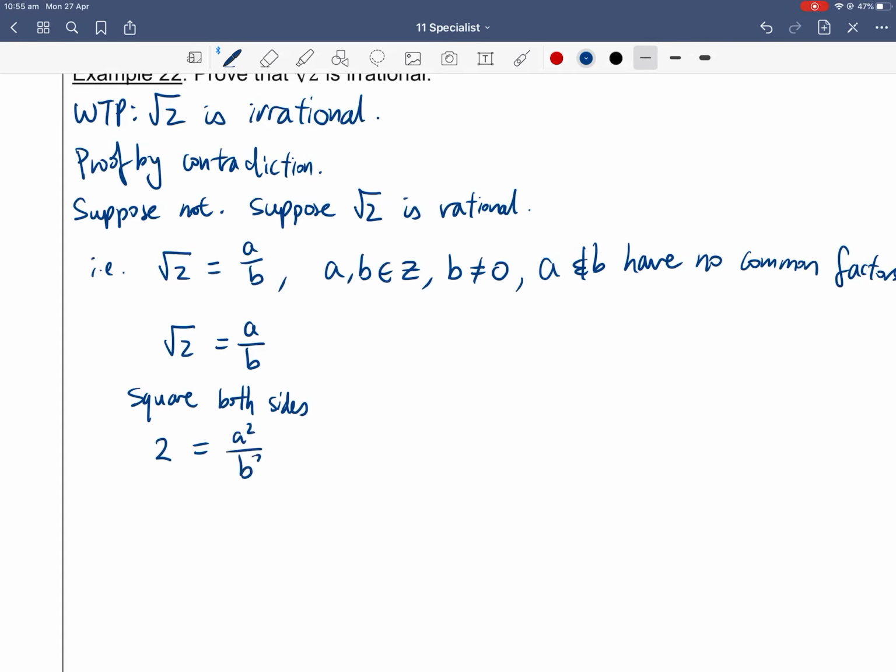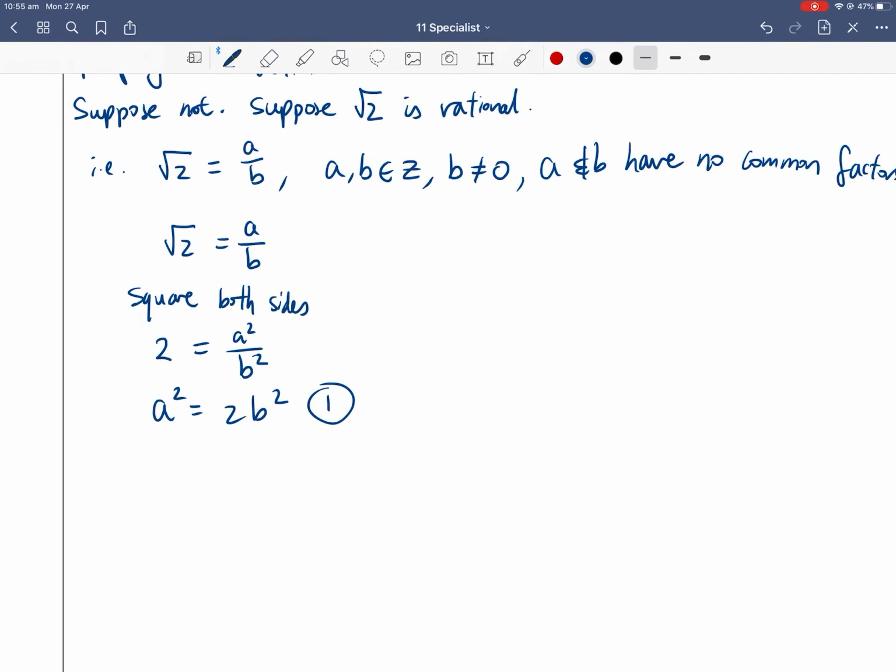So root 2 squared is 2. a over b squared is a squared over b squared. If I rearrange, I get that a squared is equal to 2b squared. I will call this equation 1. Now, if you look at the right-hand side, 2 lots of b squared, well, b is an integer, right? An integer times 2 means that a squared is even, because 2 is a factor of 2b squared, and a squared is equal to that. So a squared is even, because a squared is twice b squared, where b is some integer.